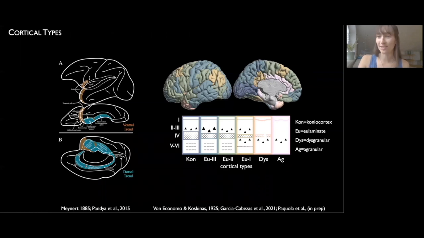And you've likely already noticed there's extensive regional differentiation in intracortical features. So now let's turn to the principles of regional differentiation.